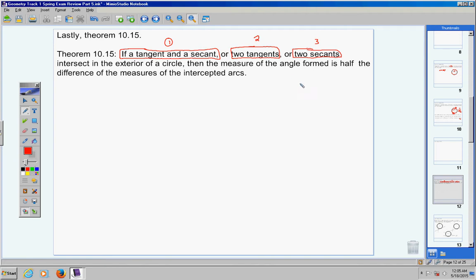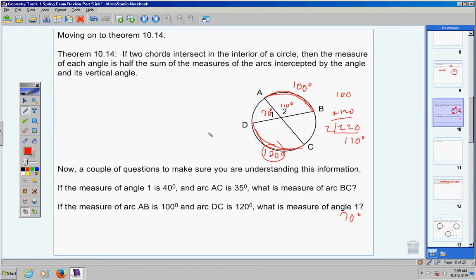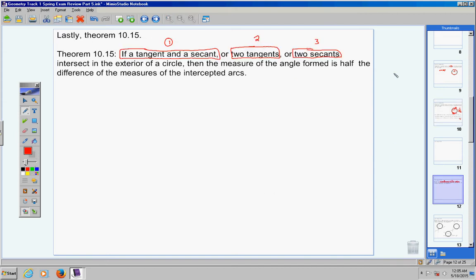the difference. Now back here, we were adding two arcs together and then dividing by 2. For this theorem here, the difference, we're going to subtract the two intercepted arcs and then divide by 2. Okay? So with that in mind, let's give this a shot and see how we do, okay?